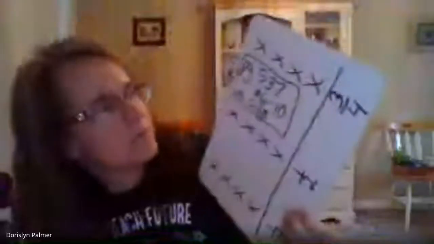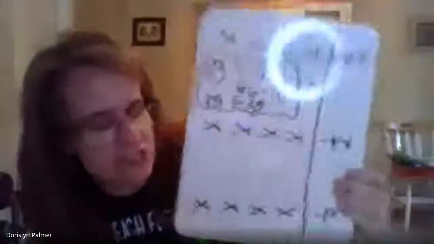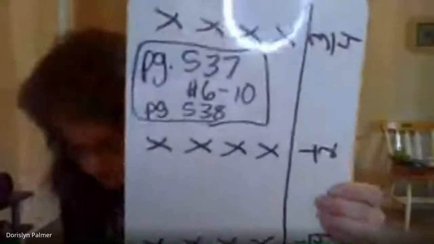Wait, what do we have to do in math? Yeah, I got the 537, 538, but what numbers? Well, 537, I just want you to finish it. So it's 6 to 10. And then on page 538, 1 to 6. So everything that's left on those pages.